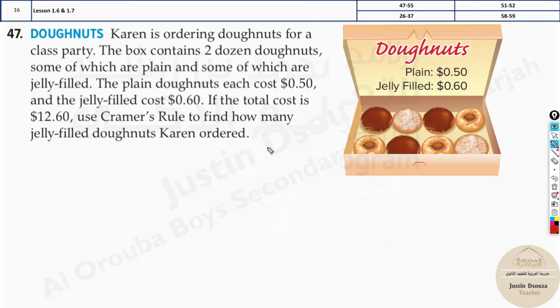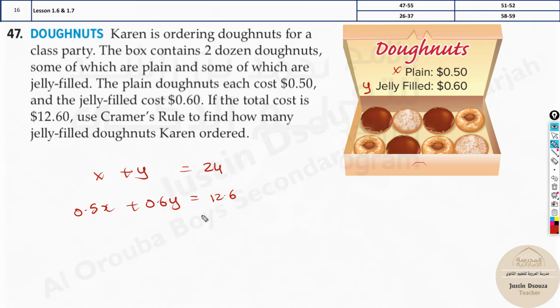Now here the most important thing is writing the equations. See, one equation is clearly visible, that is 0.5, 0.6 and over here. But before that, I usually like to write the first equation, that is x and y. So what is x and what is y? I will take x as plain donuts and jelly filled as y. So x plus y is how much? It's 2 dozen, that is 12 times 2, it's 24. And then what else? The cost of x is 0.5x plus 0.6y is equal to how much? 12.6.